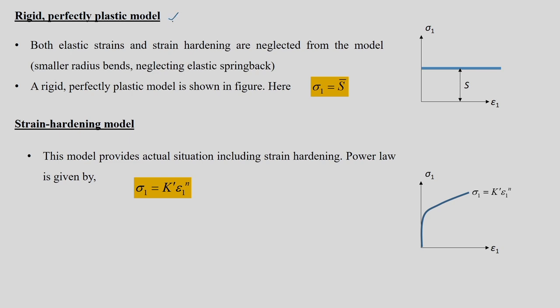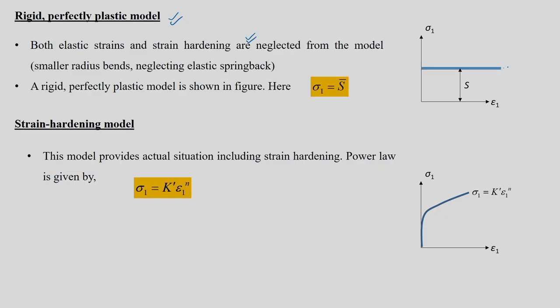So, in the rigid perfectly plastic model, as the name suggests, since we say it is rigid, we do not bother about the elastic part, which means it is neglected. And strain hardening is also neglected in this. So, you get a stress strain graph in this fashion. So, this S is nothing but your plane strain flow stress, and this is how you define your stress strain behavior for a rigid perfectly plastic model.